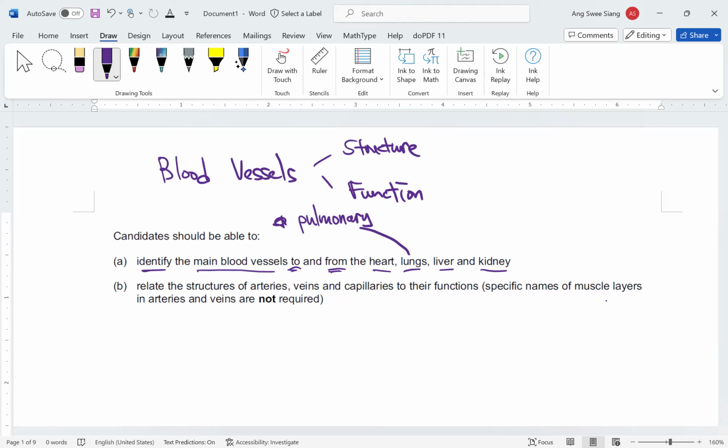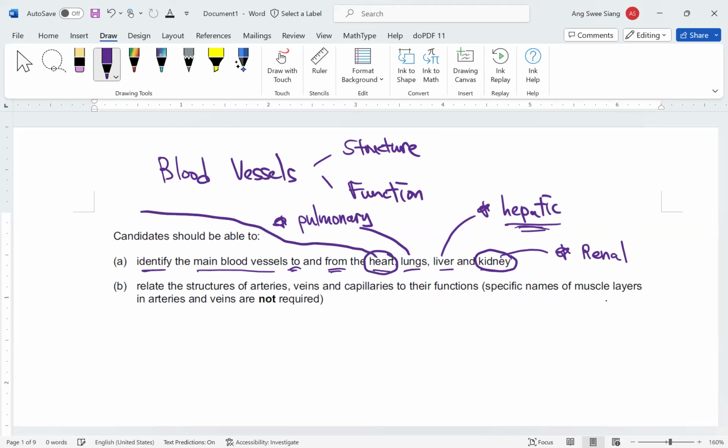For the liver, when you see the word hepatic, most likely it is related to the liver. The blood vessels connected to the liver will have hepatic in their name. Then the last organ is the kidney. Anything related to the kidney, you will see the word renal. Then for the heart, there's also one word that is very much related to it. You will see the word cardiac.